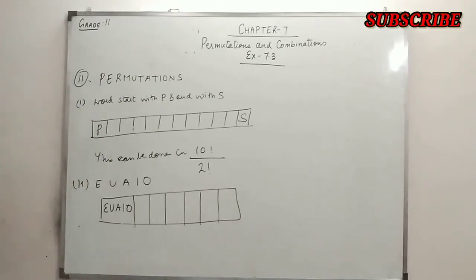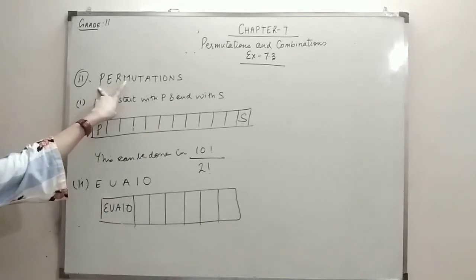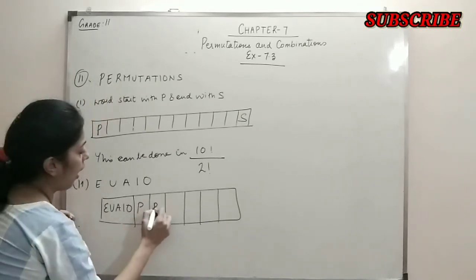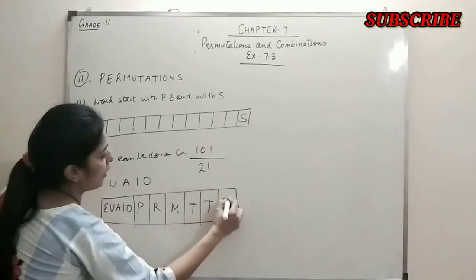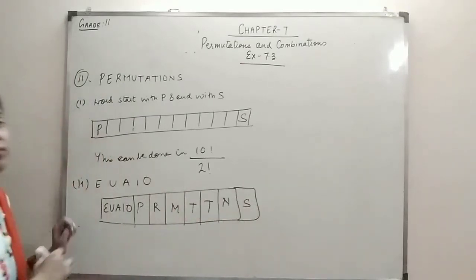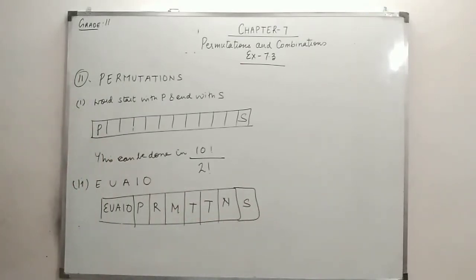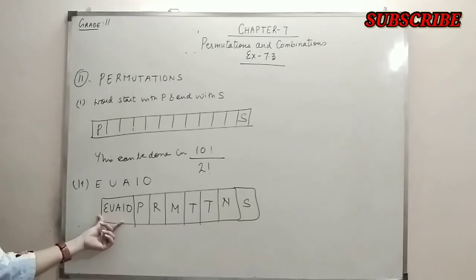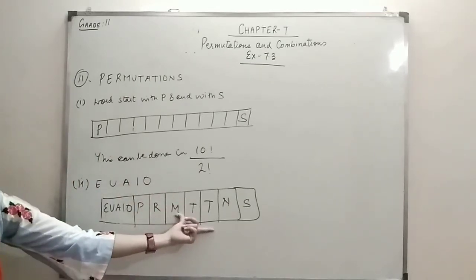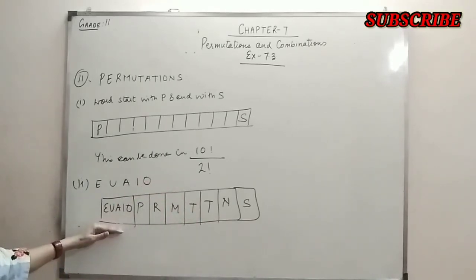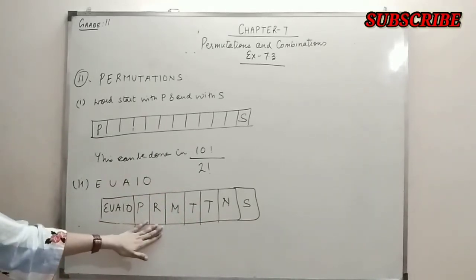How many places are there? Out of that is P, R, M, P, R, M, T, T, N, S. This is the 8-letter word now. The single object, because vowels we are taking as a single object. This single object together with these 7 consonants becomes the 8 objects where T is repeating 2 times.